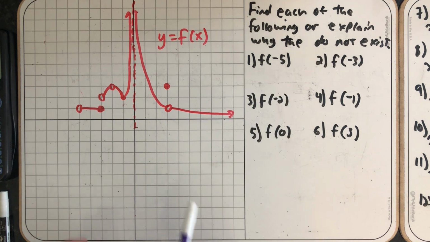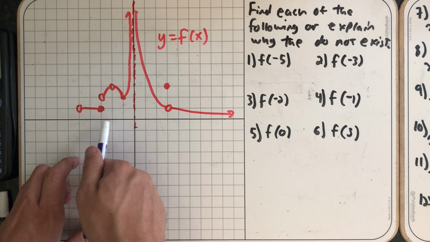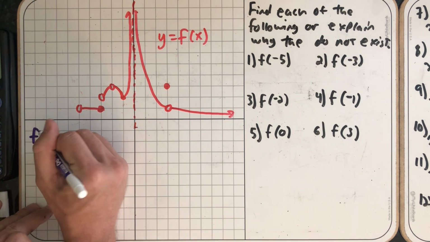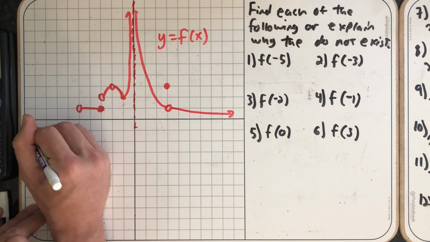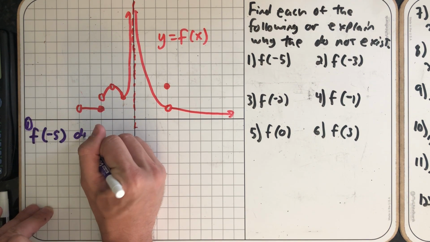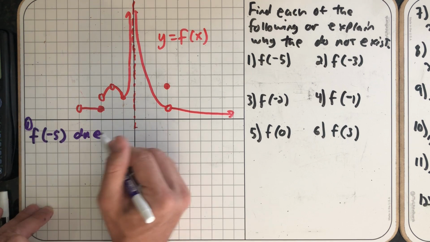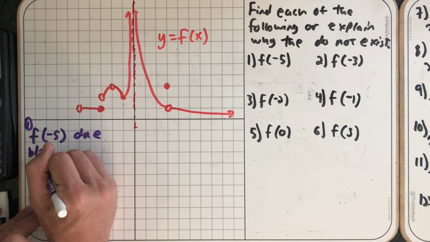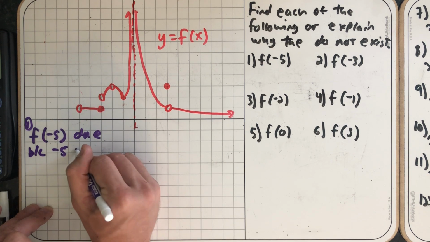f of -5. All right, so let's see. 1, 2, 3, 4, -5. There is no function value there. f of -5, so this is problem number 1, does not exist. And the reason for that is because -5 is not in the domain.